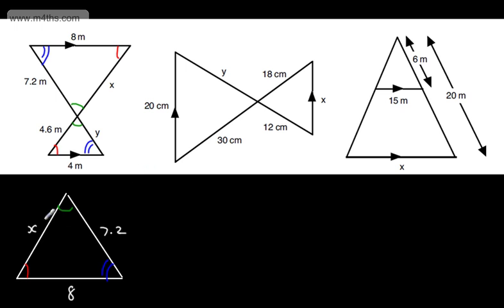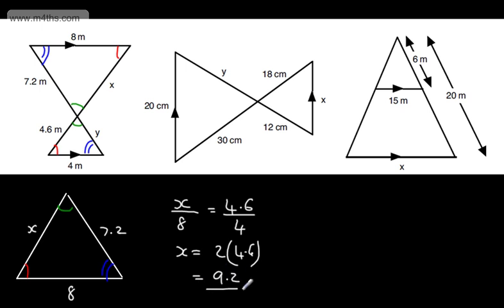So on this one, what we can say then is x over 8, if we like, will be equal to 4.6 over 4. If I multiply both sides, 8 over 4 is just 2, and that'll give us 2 lots of 4.6, as we expected, which is 9.2. We know that it's double the size. We can see that from here.